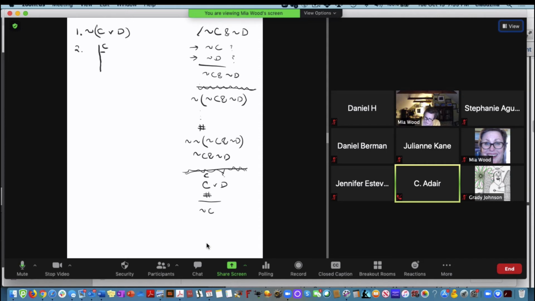So Daniel's saying, do you go ahead and assume that C and D are the case? The short answer is no. Why? Well, here's a question. Is the sentence C and D truth functionally equivalent to the conclusion, such that you're working a negation intro?